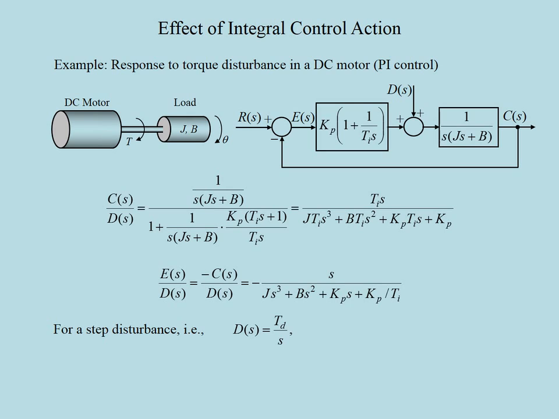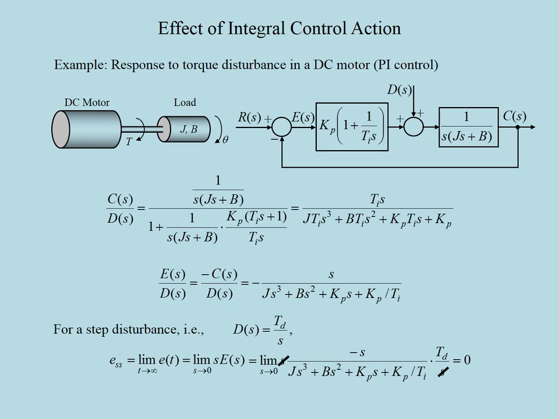Now, under a step disturbance, that is, if D(s) is equal to Td over s, the steady-state error can be obtained by using the final value theorem, which after the substitution of E(s) and the cancellations this time yields 0. In other words, by adding integral control action to the controller, the disturbance can be rejected at the output completely. But we should also note that adding integral control increases the order of the system.